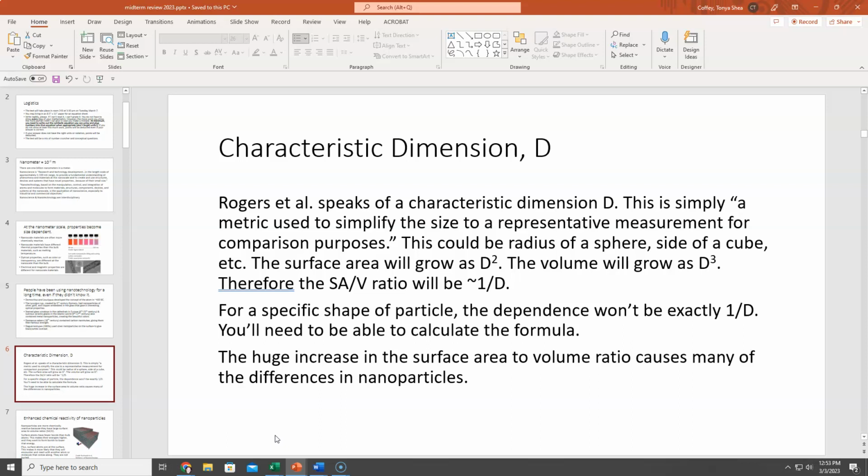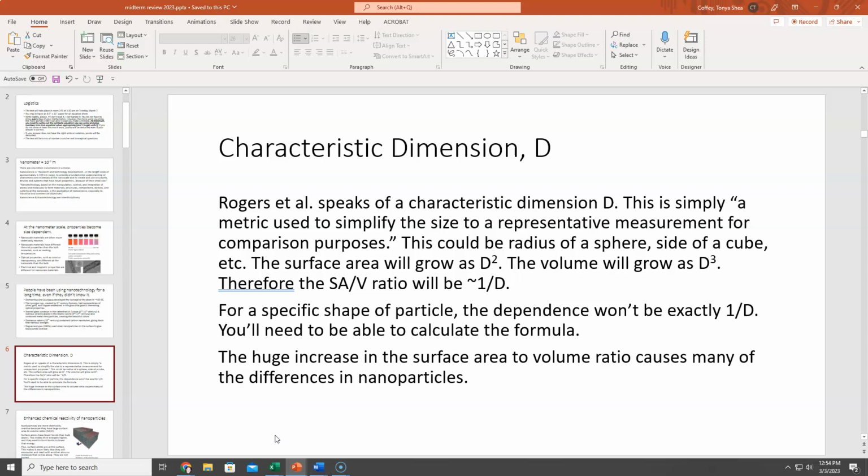Now, be careful, because on the test, if I ask you for the surface area to volume ratio of a sphere, for example, it's not just going to be 1 over r, okay? There's an actual formula for the volume of the sphere and an actual formula for the surface area of the sphere, and you should take those two things and divide them to get the exact dependence for this SA over V ratio if asked on a test. It's not just going to be 1 over r, okay? You need to be able to calculate the formula.